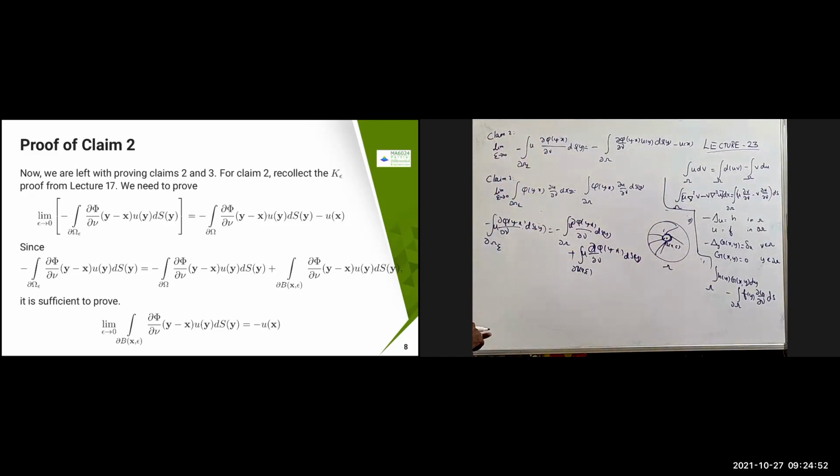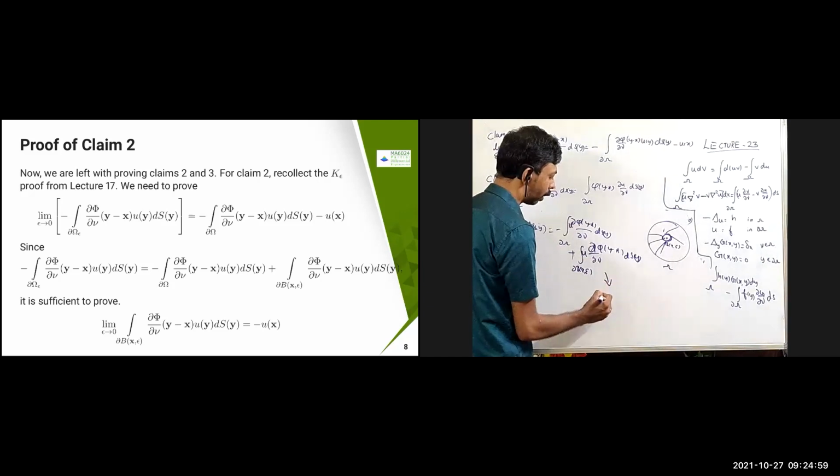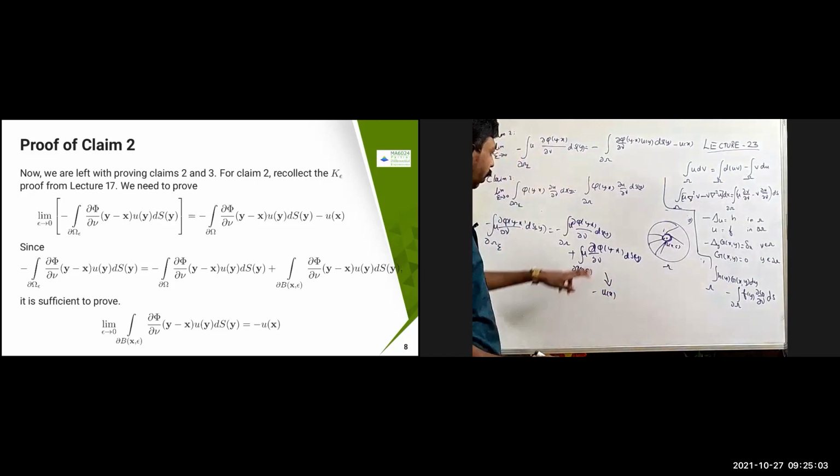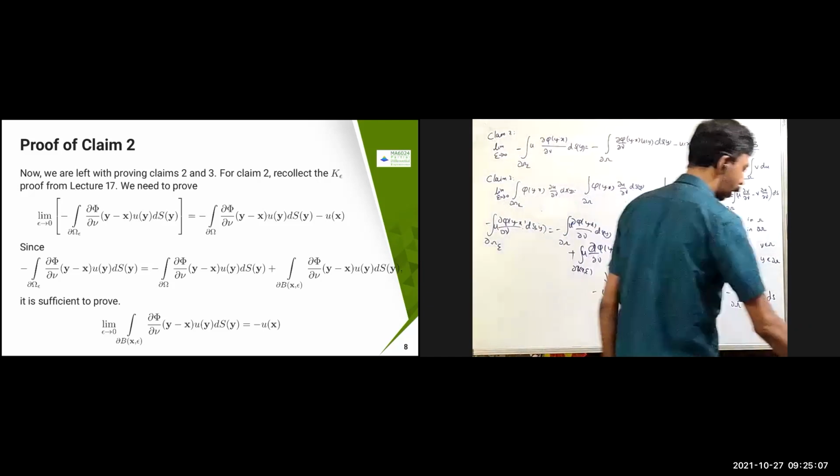So what we need to claim is that, as epsilon tends to 0, this is going to be minus u of x. That is the only thing I have to claim. If I claim that, then I am done with that proof.